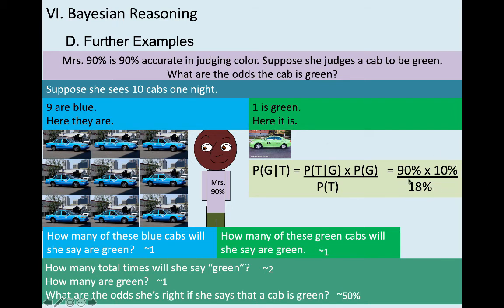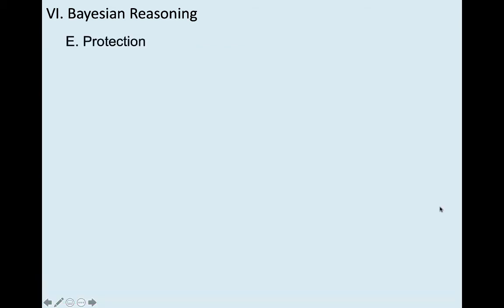Then what you want to calculate is the odds that she's going to say the word green. Well, she's going to say green 18% of the time. She's going to say it for this one green one, and she's going to say it for one of these blue ones. So that's 2 out of 10, which is roughly 20%. And once we stick the 90% times the 10% and divide by the 18%, we get 50%. So the odds that it is green, given that she says it's green, is 50%.